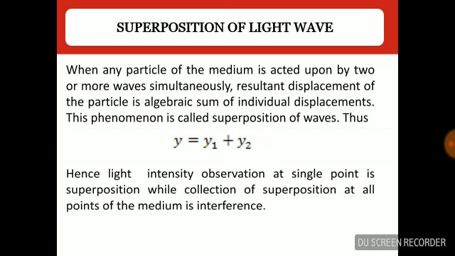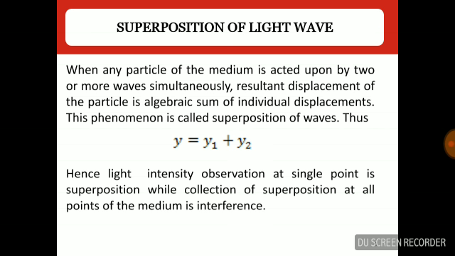Now it becomes necessary to understand the superposition of light waves, which is the basis of the phenomenon of interference. When two or more light waves reach a point of the medium simultaneously, they try to displace the particle as per their nature. Hence, the resultant displacement is the algebraic sum of individual displacements.